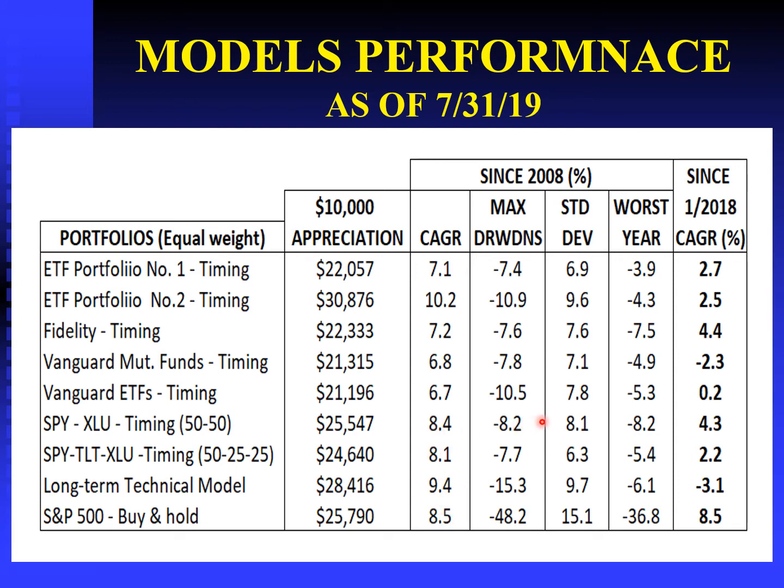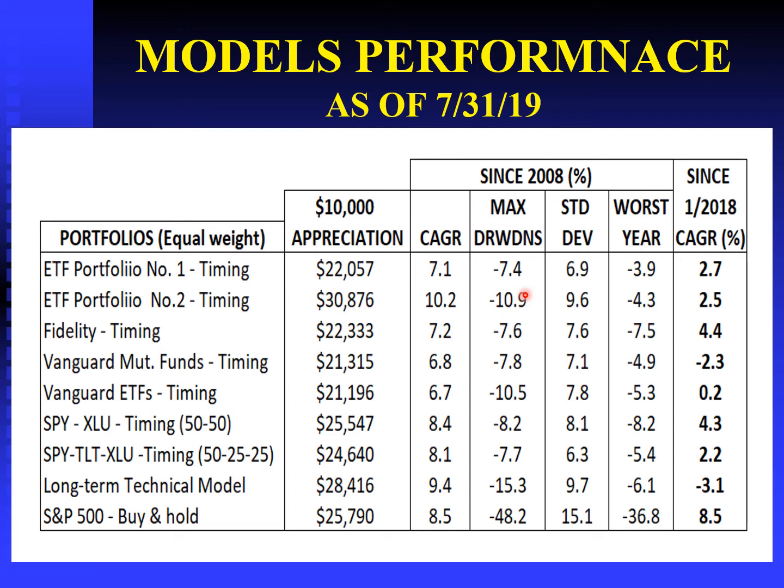But look here, the maximum drawdown was 8% instead of 48%. The worst year was minus 8.2% instead of 37%. So you perform like a buy and hold, but with considerably less volatility. Or otherwise, you can go up here, you outperform over the long term, 10.2% instead of 8.5%.